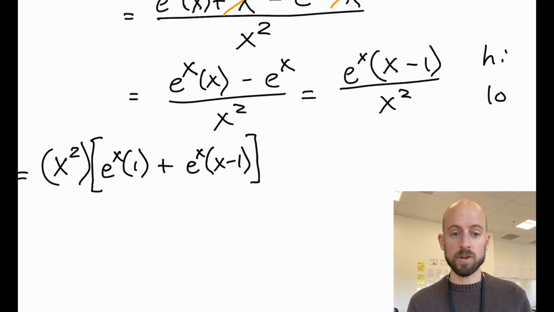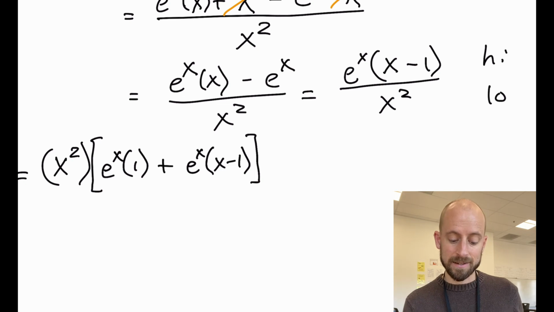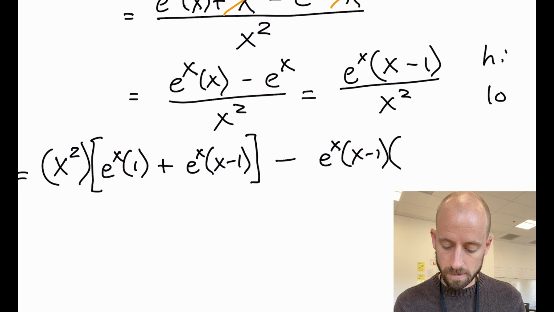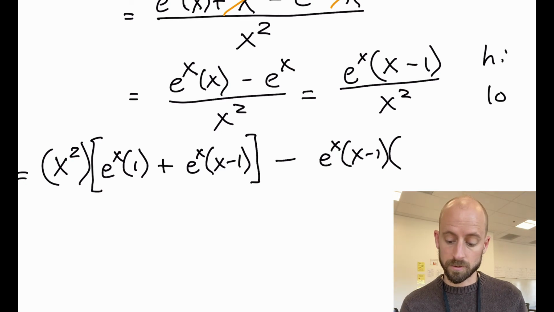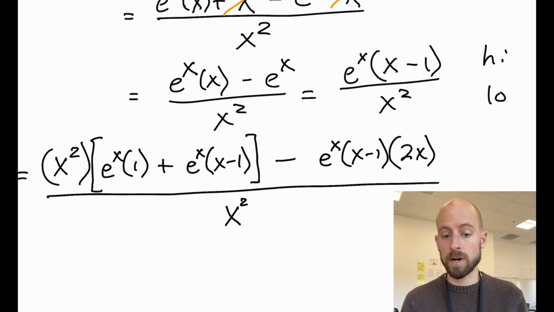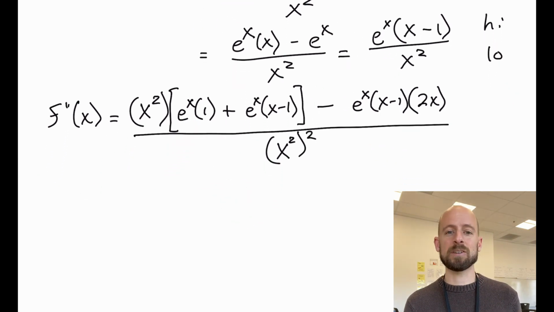All right, so I got a kind of complicated part. The low is x squared. D high is that whole thing, e to the x times 1 plus e to the x times x minus 1. That was the product rule applied to the high. Low d high, minus high d low. So we've got e to the x times x minus 1 times the derivative of the low, which would be 2x. All of that is over low squared, so that is going to be x squared squared. We can write it that way, even though we know what it would simplify to. And that is your second derivative.